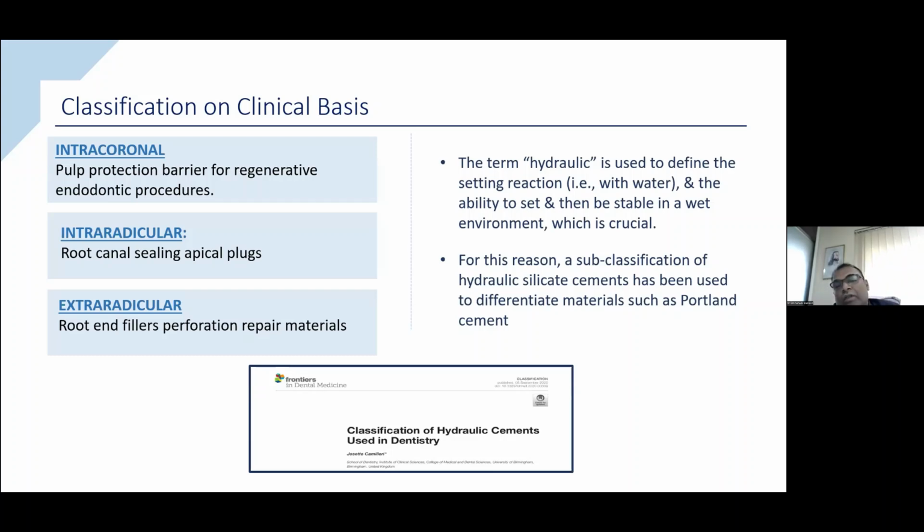A very good article about hydraulic cements given by Joseph Camilleri classifies them as intracoronal, which is a pulp protection barrier for regenerative endodontic therapy; interradicular, for root canal sealing, that is apical plugs; and extraradicular, root end filling, such as perforation repair, etc. Now, the term hydraulic is used to define the setting reaction, that is with water, and the ability to set and then to be stable in a wet environment, which is crucial.